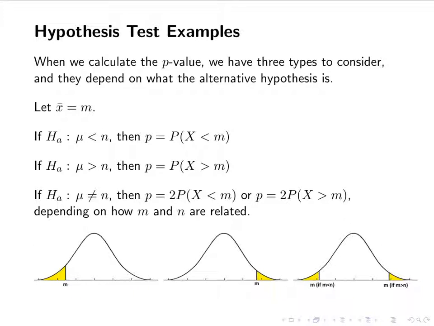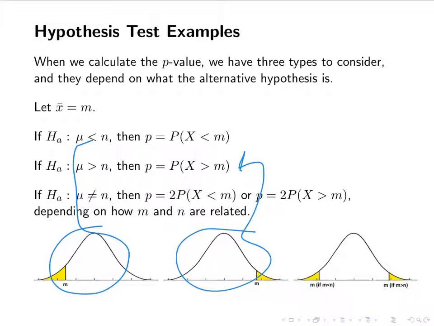Pictorially, they look like the following. So mu is less than n is this guy. Mu greater than m is the middle one. And then, again, if we're not equal to, what we're really doing is we're doubling the two tails. So if mu is not equal to n is the alternative hypothesis, then we're doubling one tail. Okay, so again, these are our possibilities. So we really have to pay attention to what our alternative hypothesis is, because that's going to determine what we do for p.